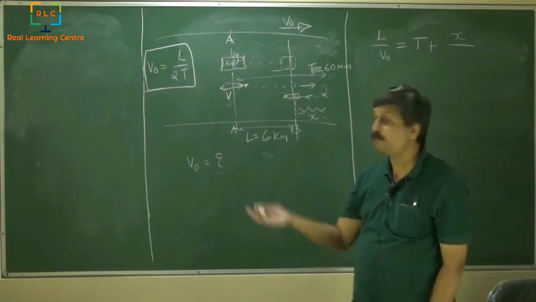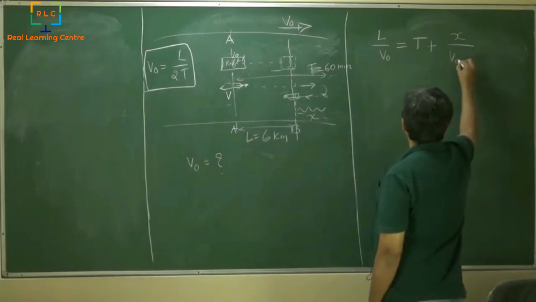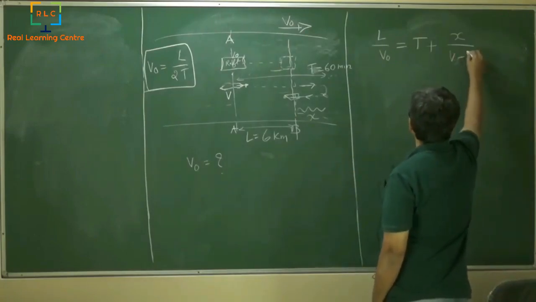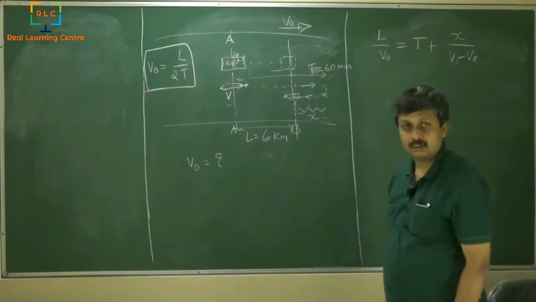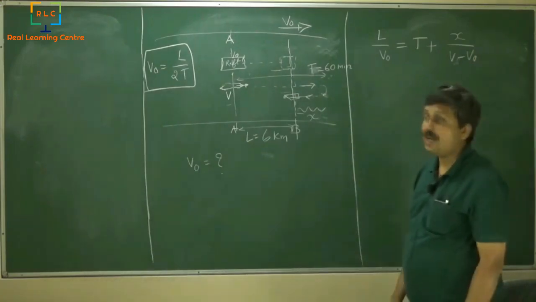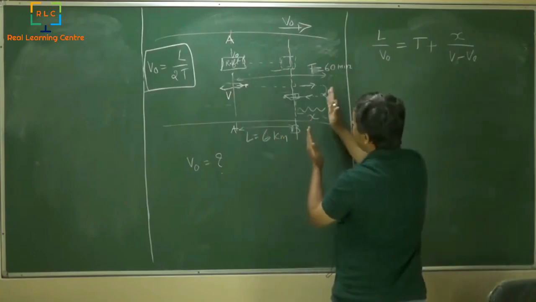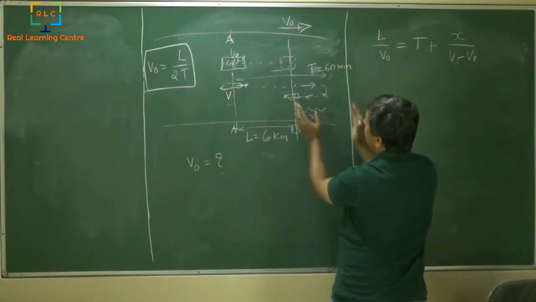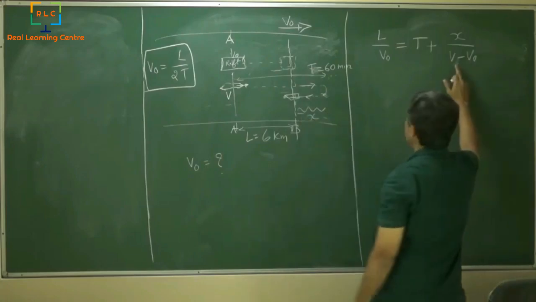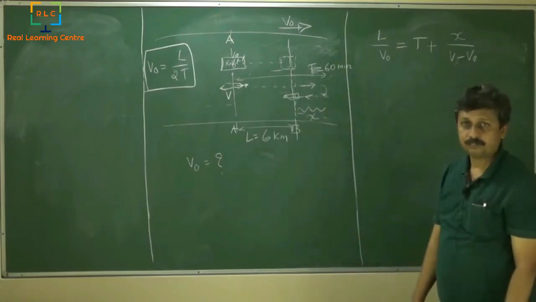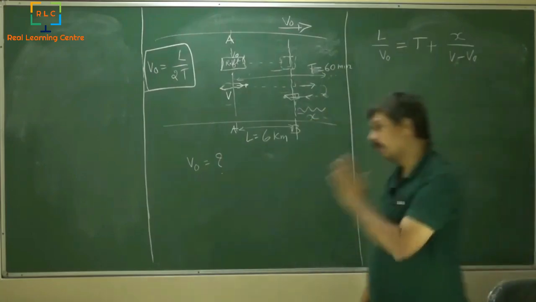So the velocity will be v0 minus, v minus v0. Okay. So what I am doing is basically time calculation from here to here is t, and time calculation from here to here is this distance x divided by v minus v0. So are you okay with this equation?